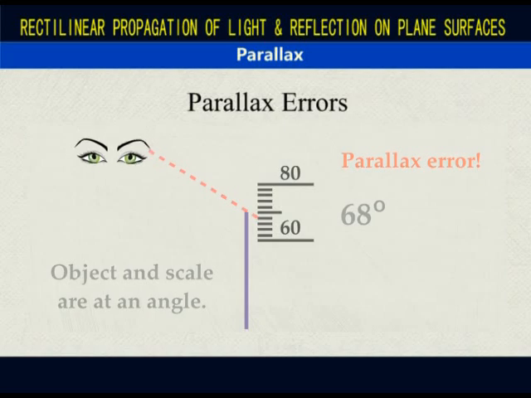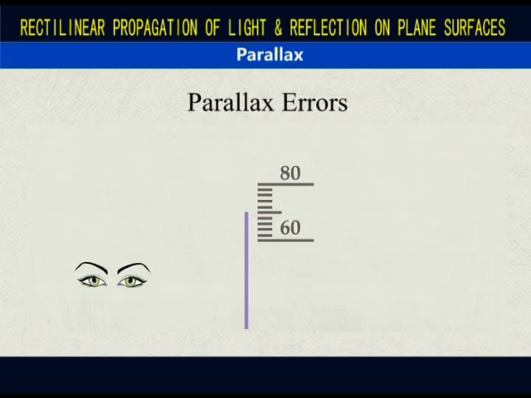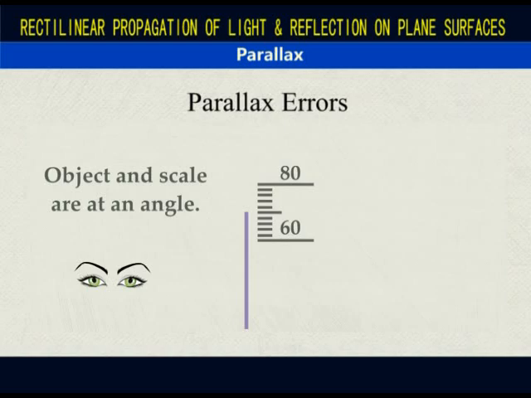Similarly, if you look from the bottom and draw a line of vision, the object and the scale are at an angle. The object appears to be aligned to 74 degrees Celsius. This too is a parallax error.